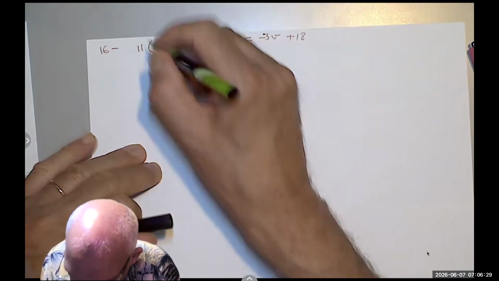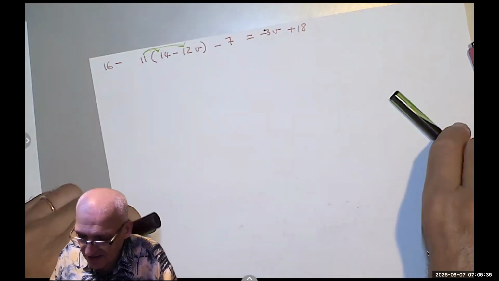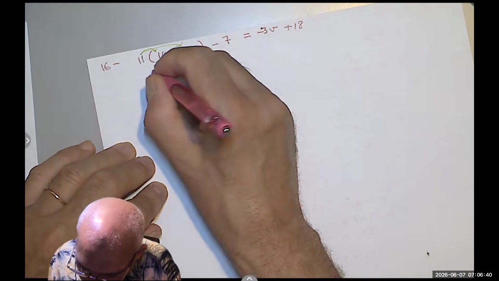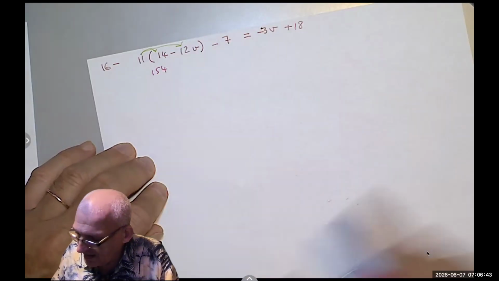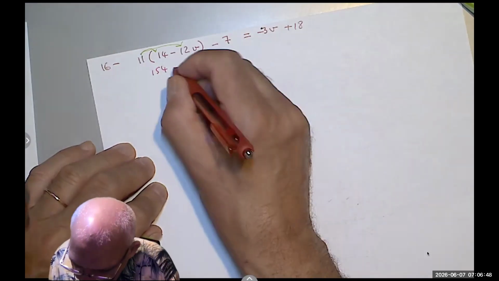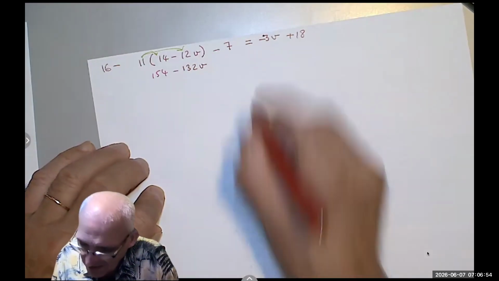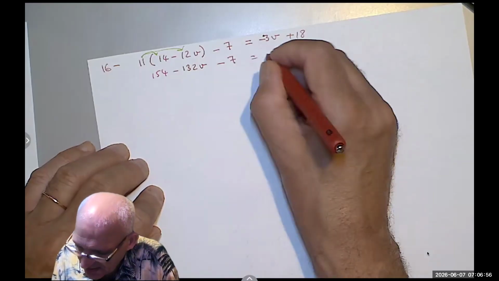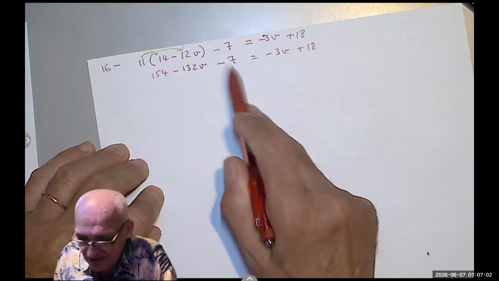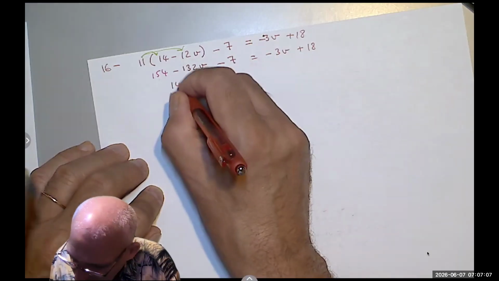The 11 here has to be distributed. It's positive 11, so I say positive 11 times positive 14 is 154. And then positive 11 times negative 12 is negative 132v. Don't forget the v. Minus 7 equals negative 3v plus 18. I have two constants here, so I add them up. 154 minus 7 is 147.